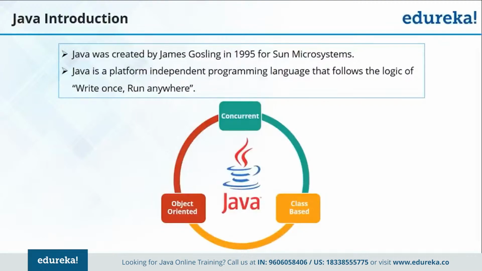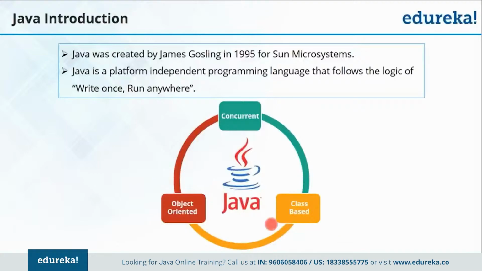Now, there are mainly three key features of Java. Java follows a concurrent approach. When I talk about concurrency, it basically means that when you have a lot of statements that need to be executed, rather than executing them one after the other, you can execute them concurrently and thereby increase the overall efficiency. This saves you a lot of time, and this can be achieved using Java.